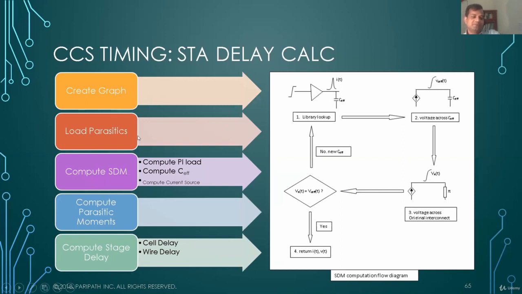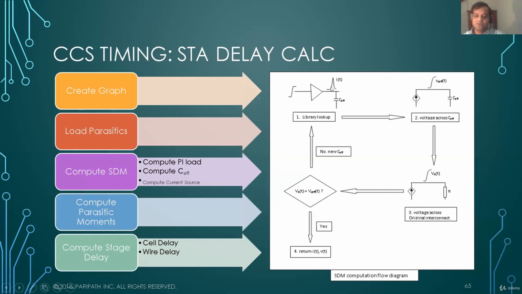you load your SPEF parasitics, and then you compute your SDM. SDM is a simplified driver model. The way you do that is first you do library lookup, and you already know the slope because the graph gives you slope by propagation. And you guess a C effective. The C effective guess is essentially you can start with the summation of a pi load, and then you can come up with the current waveform looking at the CCS model.